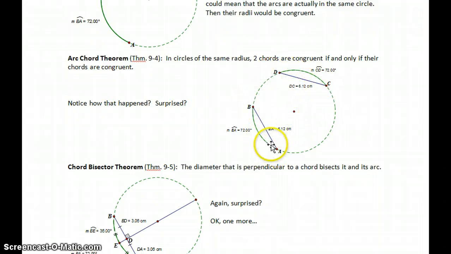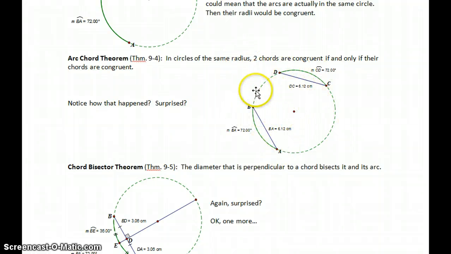We have a chord and a chord here that are congruent. Therefore, the arcs have the same measure. But you could also have two different circles that had the same radius, and if you had one of these in one circle and one of these in the other circle with the same radius, then those arcs will also be the same. I was just saving space here.